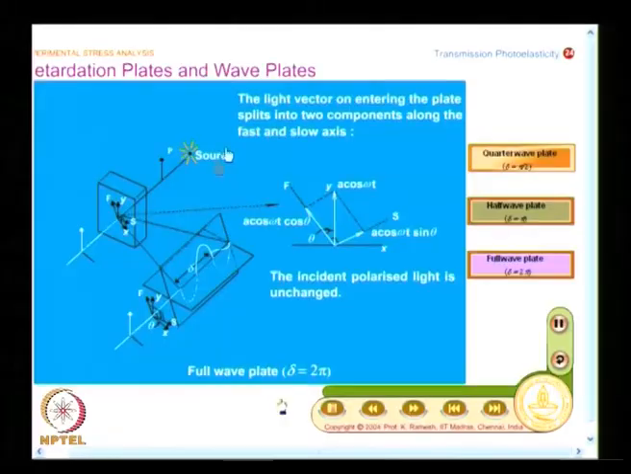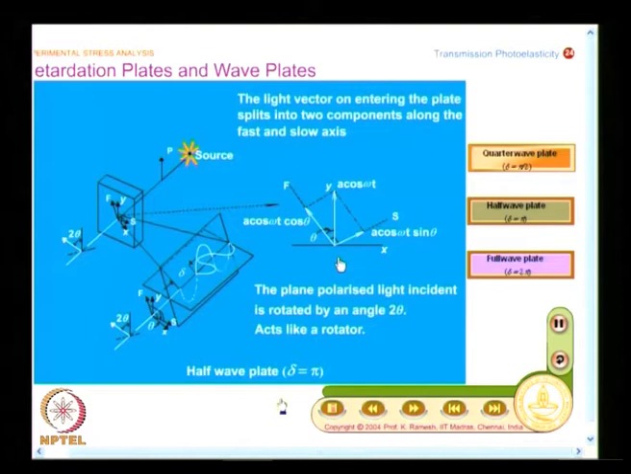For understanding plane polariscope, you will have to just analyze whether the light coming out of the model is plane polarized or not. And what you find here, I have also shown schematically that the thickness of the plate is increased to provide you large value of retardation. And what happens when I go to a half wave plate?